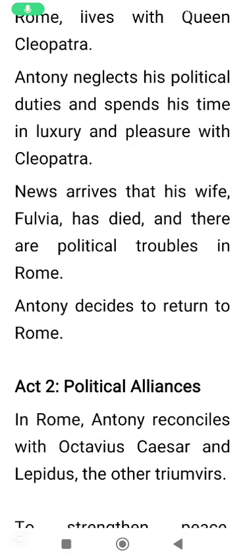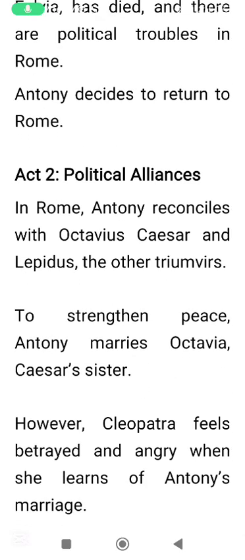So Antony decides to return to Rome, leaving Cleopatra in Egypt. Act 2 now talks about political alliances. In government, a political alliance is an agreement between two different parties that have two different manifestos to run a government as one unit. When we have this, we call it political alliances.